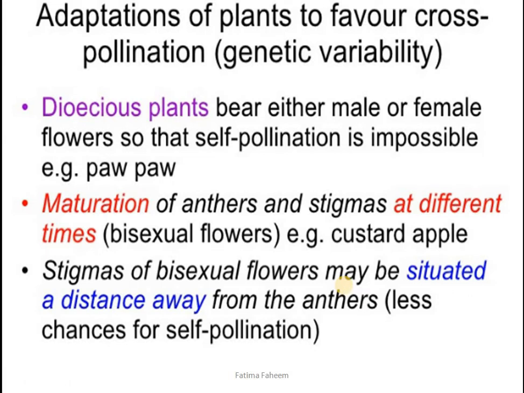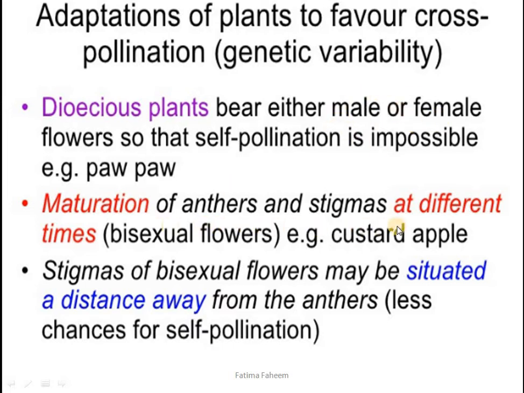Adaptations of plants to favor cross-pollination. It means, what are those characters in a flower that would favor cross-pollination? Dioecious plants bear either male or female flowers, so that self-pollination is impossible. I told you about dioecious plants. These are the plants that bear one kind of flower. Either they would be having male reproductive organs or they would be having female reproductive organs. So you see, self-pollination is impossible in such plants.